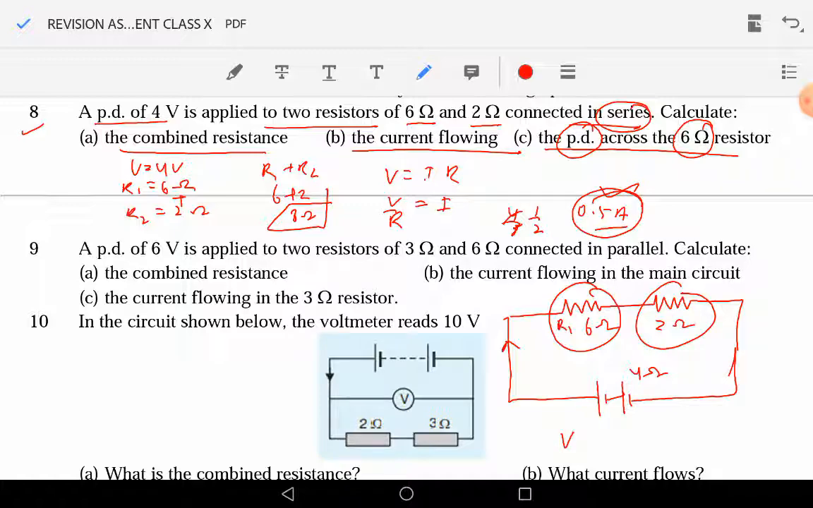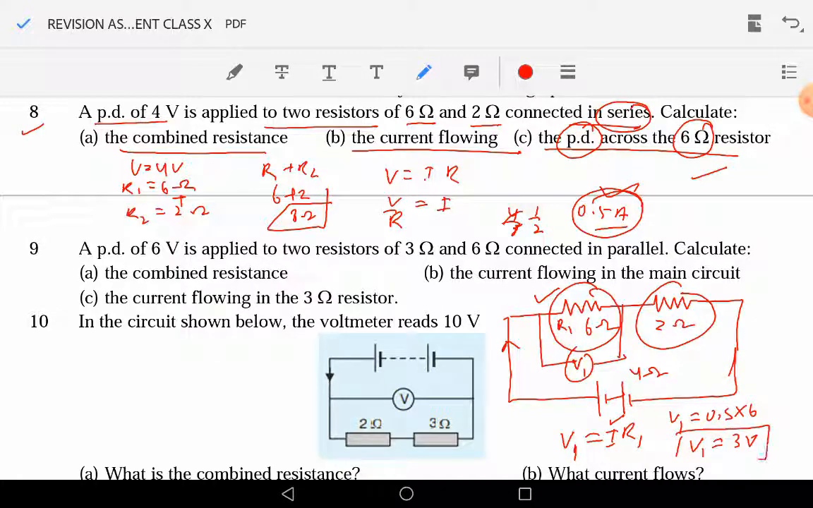So we will apply the formula for V1, because we have to find the potential difference across R1, 6 ohm. That will be V1 is equal to IR1. Now I is the same, so we keep it as I. So V1 is equal to 0.5 into 6, V1 is equal to 3 volt. So this voltmeter will show us the reading of 3 volt over here. So this is how we solve question number 8.